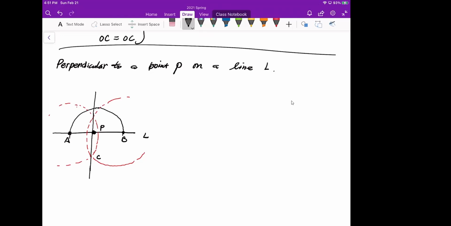So actually, if you compare this construction with the previous construction, they're actually the same. Why are they the same?